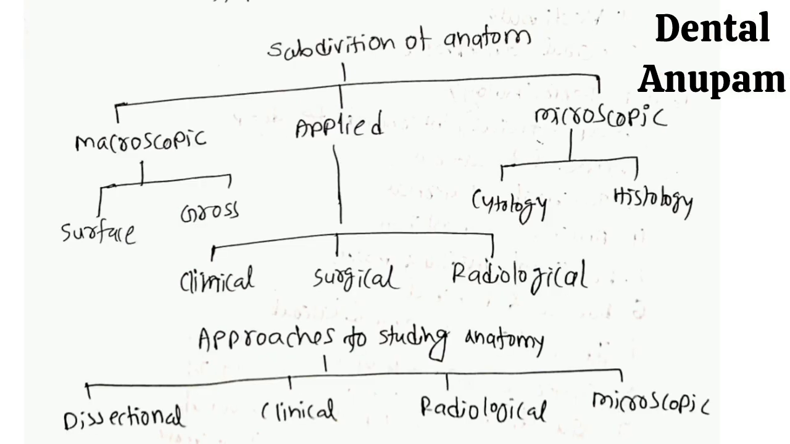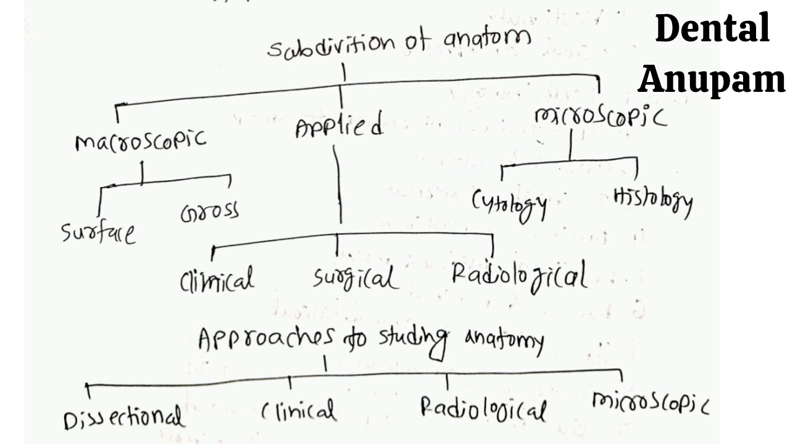Subdivisions of anatomy. Anatomy can be broadly classified into macroscopic anatomy and microscopic anatomy. Macroscopic anatomy can further be divided into gross anatomy and surface anatomy, while microscopic anatomy can be divided into cytology and histology.